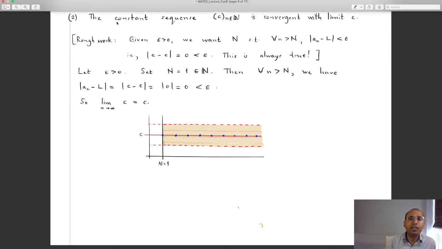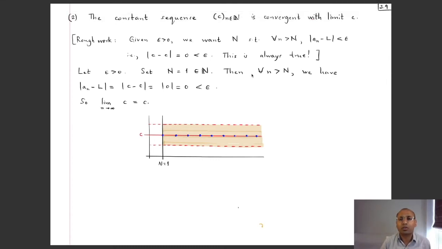So let's consider the constant sequence. Suppose C is a real number and you take the sequence whose nth term for all n is given by C.